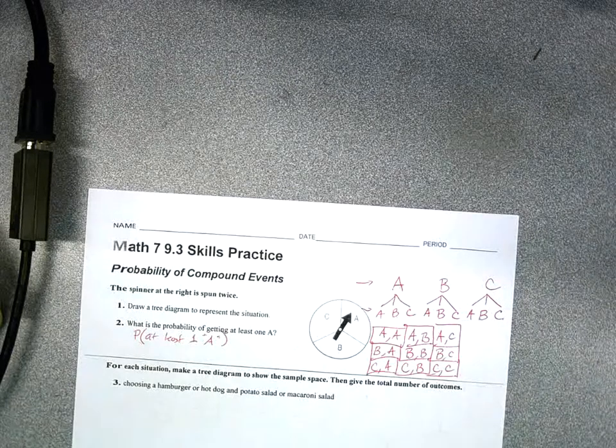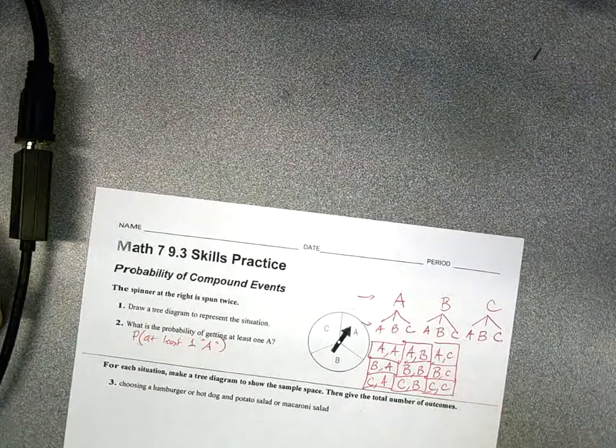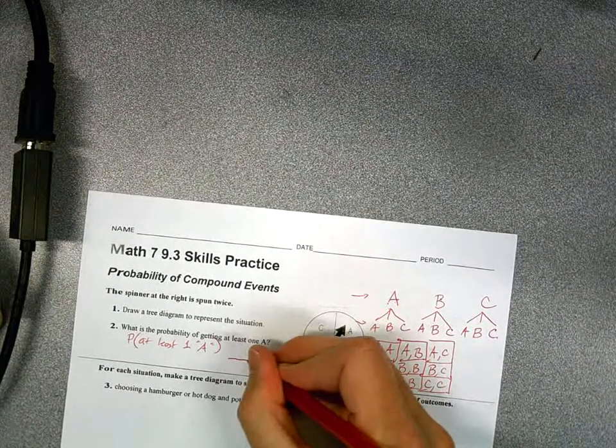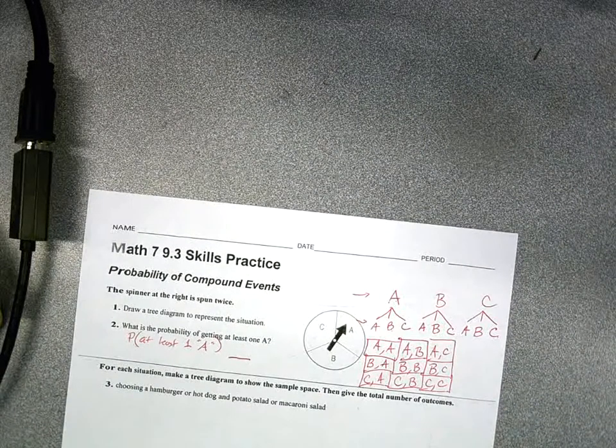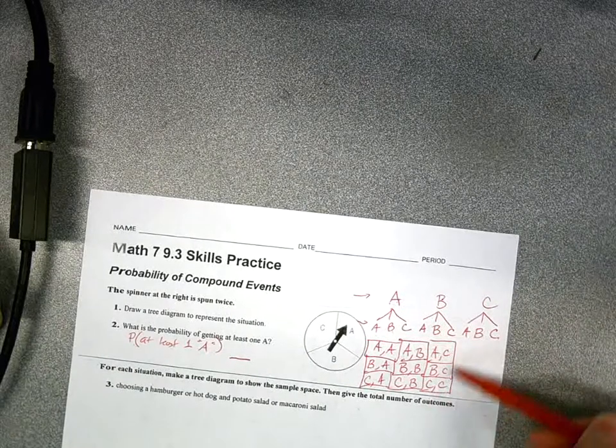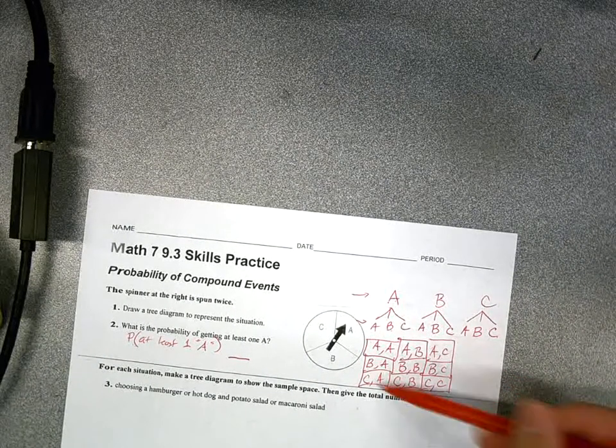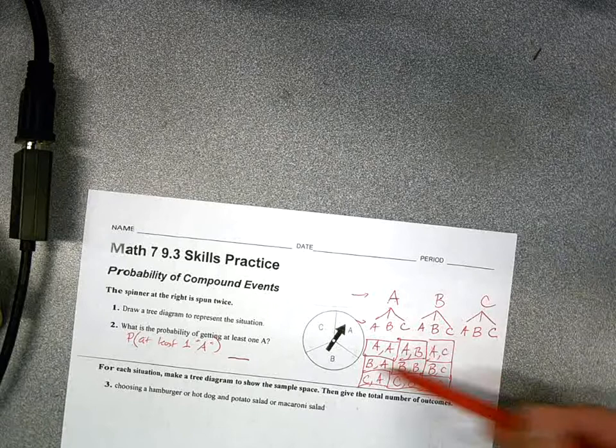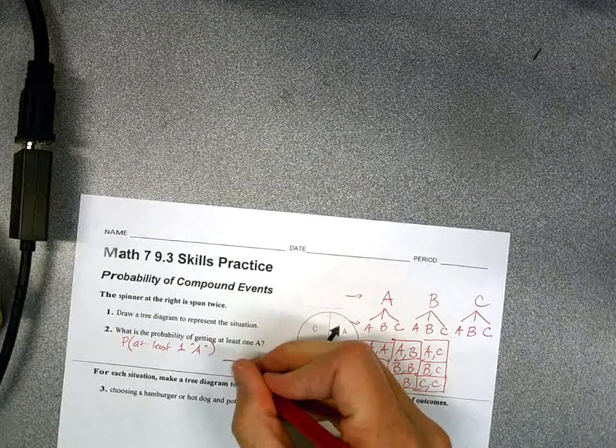At this point, remember, we write our ratio or our fraction. How many total possible outcomes are there? 1, 2, 3, 4, 5, 6, 7, 8, 9. There's 9 total possible outcomes. So just like yesterday, that goes on the bottom.